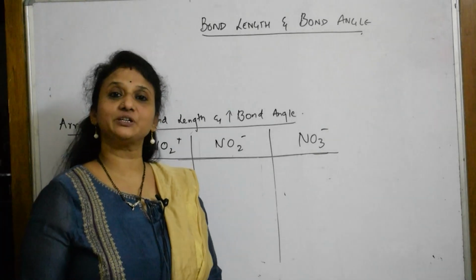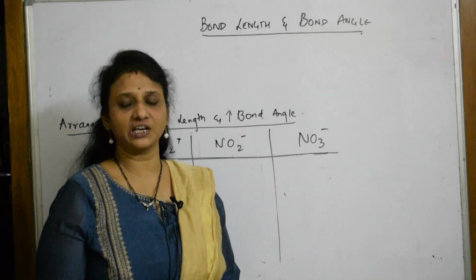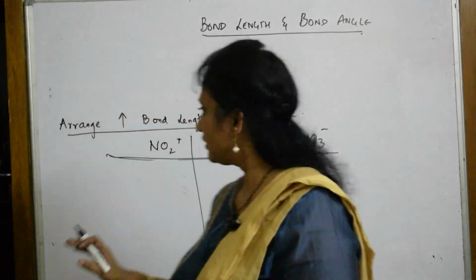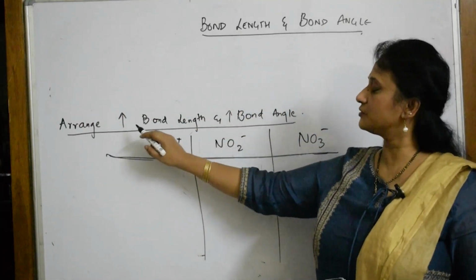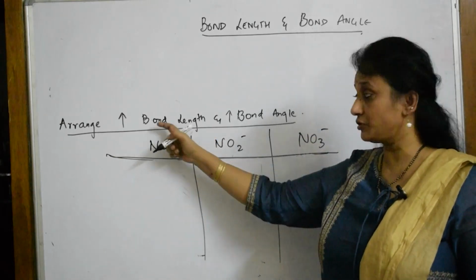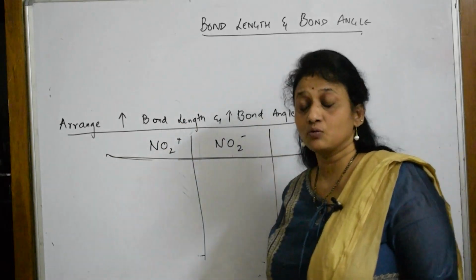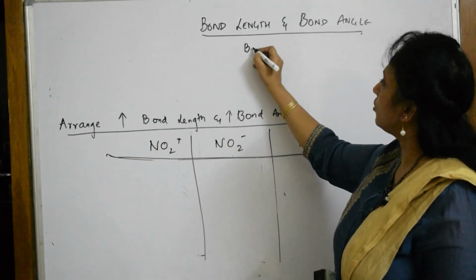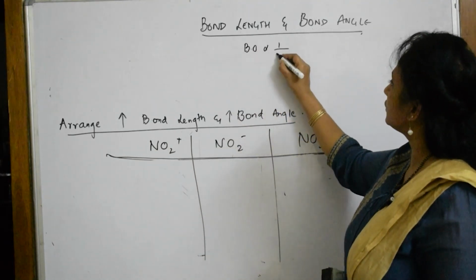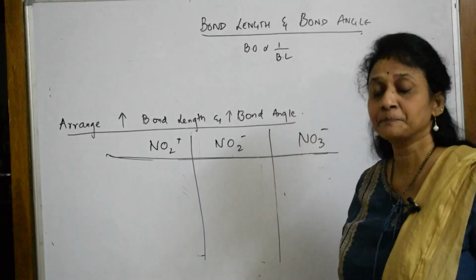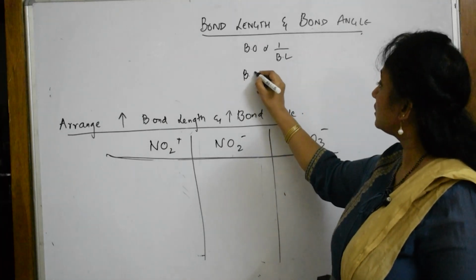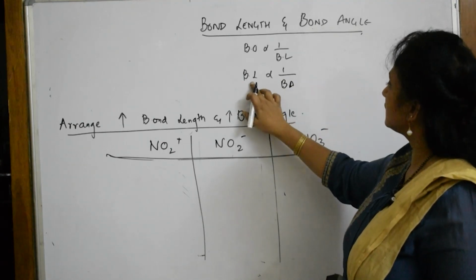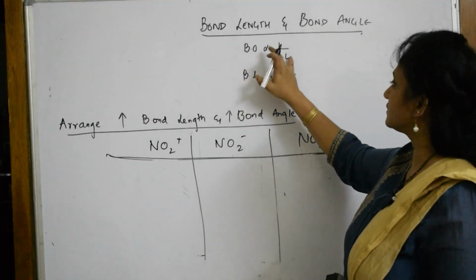Right, so let us do the next topic of your chemical bonding, that is bond length and bond angle. Here they have given me a question: arrange the following in the increasing order of their bond length and bond angle. What should I remember here? The basic concept you should remember is that bond order is inversely related to bond length. Done. Next concept, bond length is inversely related to the bond angle. If this increases, this decreases.